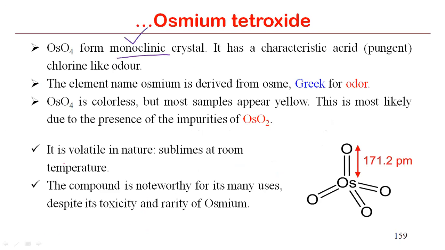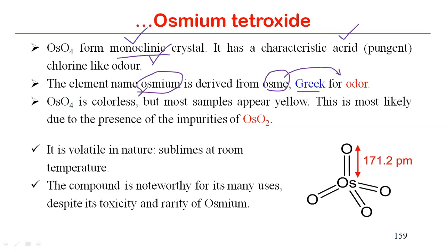So this was the first property of osmium tetroxide, that it forms monoclinic crystals. It also has a characteristic odor, and because of this odor the name osmium arises. The general terminology osmium, given for this element, arises from the Greek word osme, which means odor, and that's why it is called osmium.